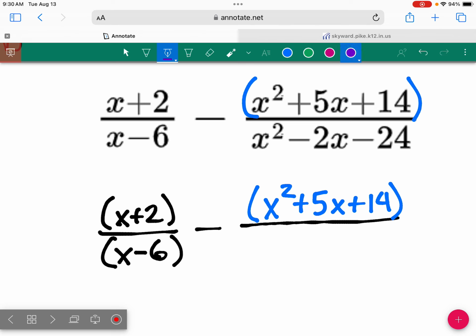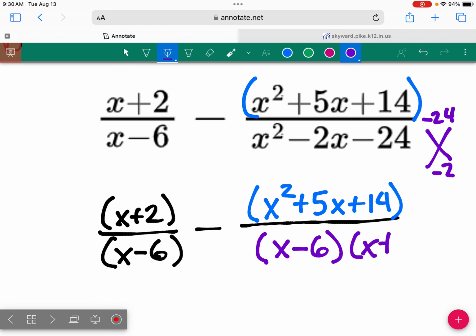Denominator. Let's look at this one. Multiplies to make negative 24, adds to make negative 2. Negative 6, positive 4. X minus 6, x plus 4. Yes.